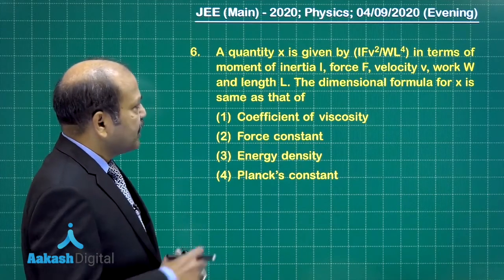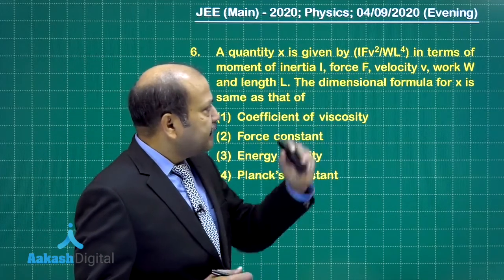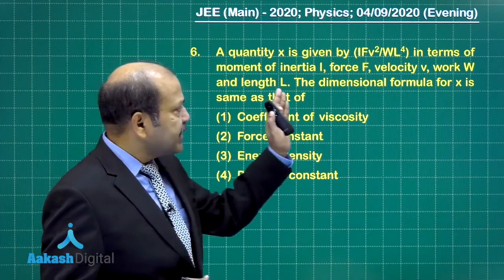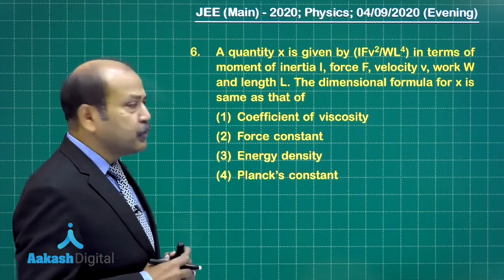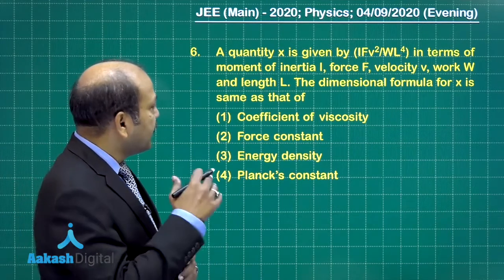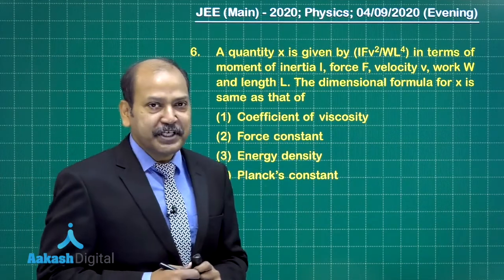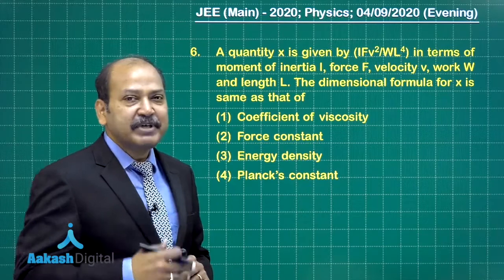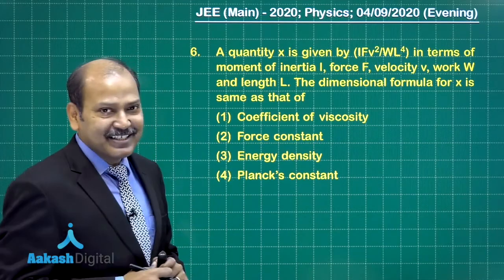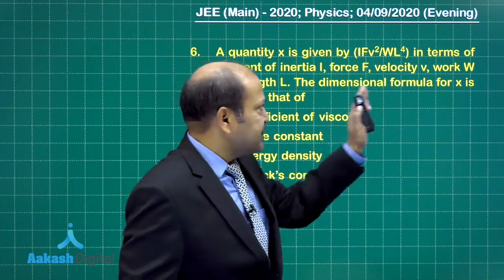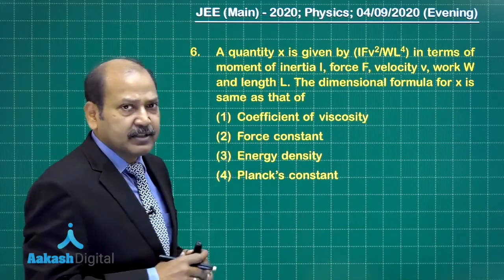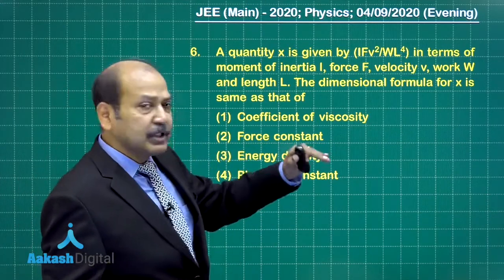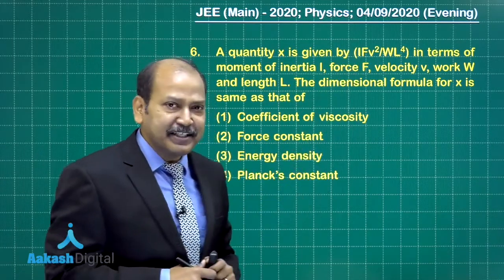And this one says a quantity X is given by I F v square divided by W L to the power 4, in terms of moment of inertia I, force F, velocity v, work W and length L. The dimensional formula for X is same as that of, and the 4 options are given. Clearly the question is from the topic units and measurement, and specifically on dimensions. Let's write the dimensional formula for each of these terms and simplify the term to find what quantity has same dimensional formula as what we are getting after simplifying this.